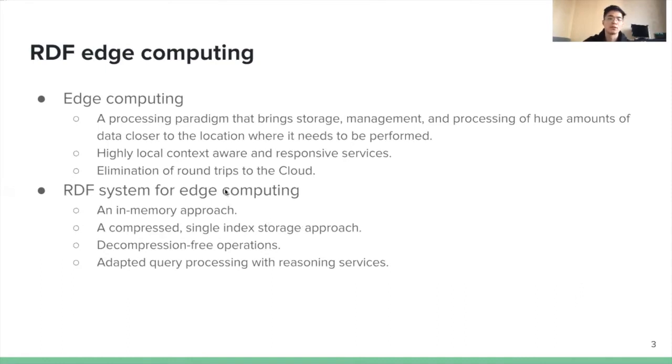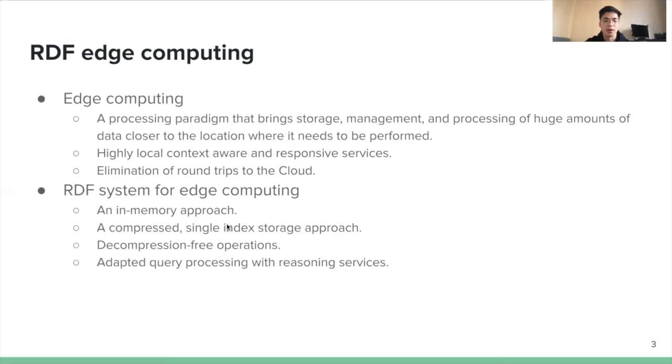So, what is edge computing? Edge computing is a processing paradigm that brings storage, management, and processing of huge amounts of data closer to the location where it needs to be performed. This means highly local, context-aware and responsive services are required, which can eliminate the data round trip to the cloud.